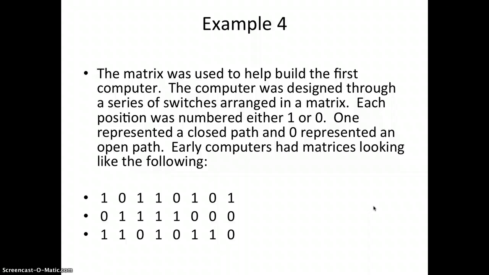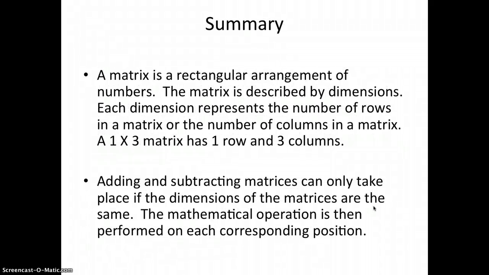The matrix was used to help build the first computer. The computer was designed through a series of switches arranged in a matrix. Each position was numbered either 1 or 0. 1 represented a closed path and 0 represented an open path. Early computers had matrices looking like the following. And then there's an example with all the switches listed below.